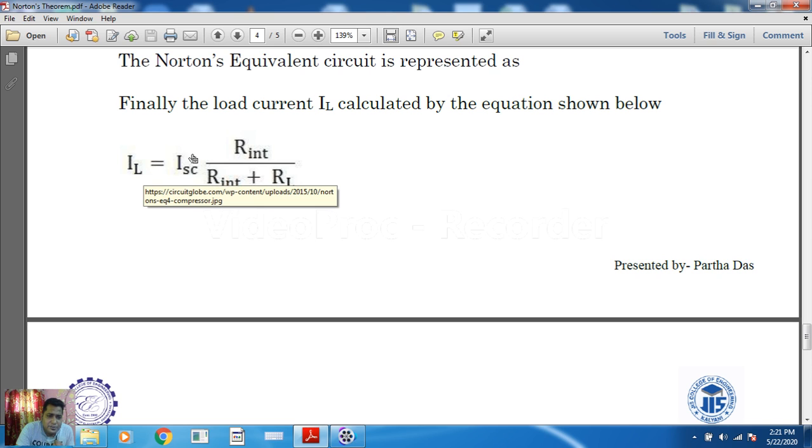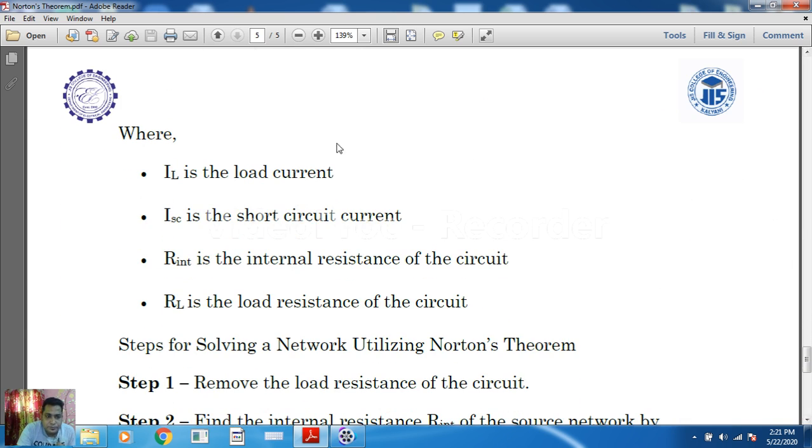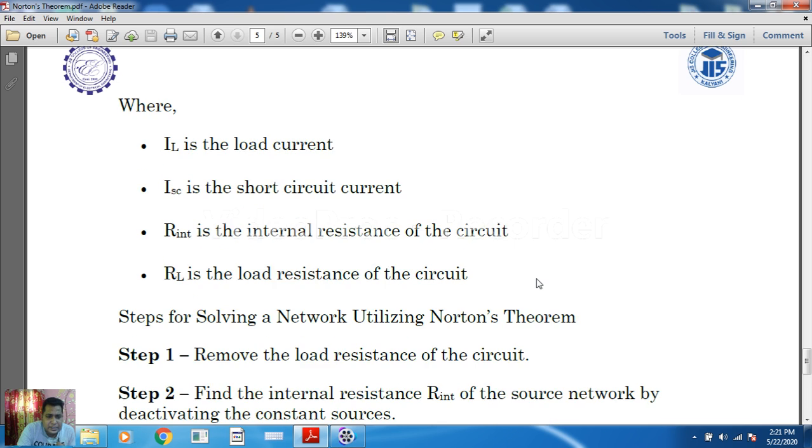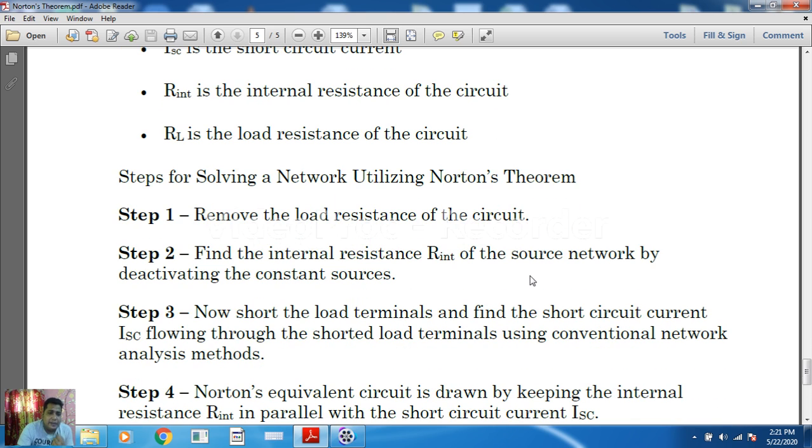So IL is equal to the short circuit current, the main current, into, since we want the current passing through RL, the opposite of RL, that is Rn, over Rn plus RL. That gives us the load current passing through the load resistance, solved by Norton's theorem. Here Rn is the internal resistance, RL is the load resistance, Isc is the short circuit current, and IL is the load current. As in Thevenin's theorem, here also I have given the same steps to remember how to solve Norton's theorem.